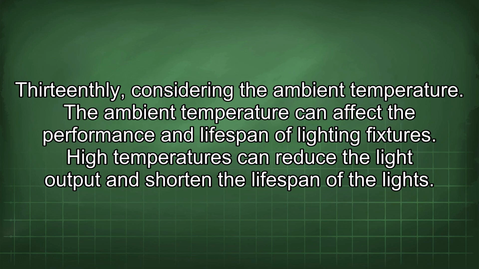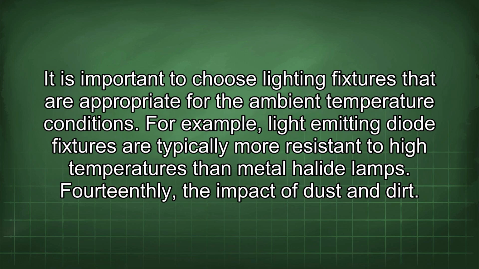13thly, considering the ambient temperature. The ambient temperature can affect the performance and lifespan of lighting fixtures. High temperatures can reduce the light output and shorten the lifespan of the lights. It is important to choose lighting fixtures that are appropriate for the ambient temperature conditions. For example, light-emitting diode fixtures are typically more resistant to high temperatures than metal halide lamps.